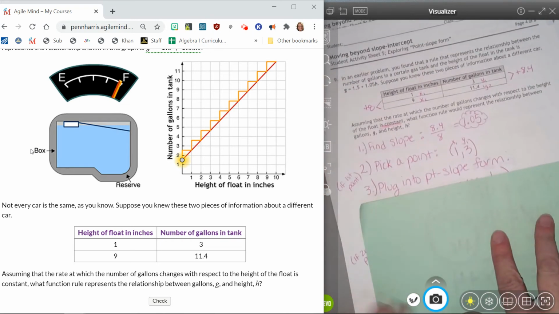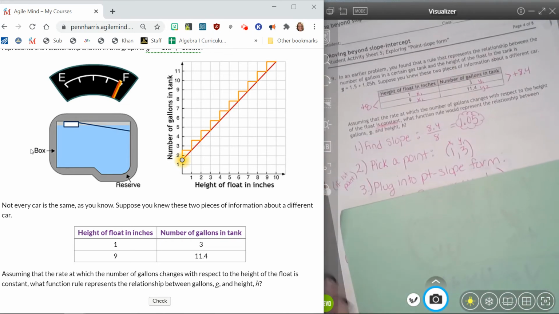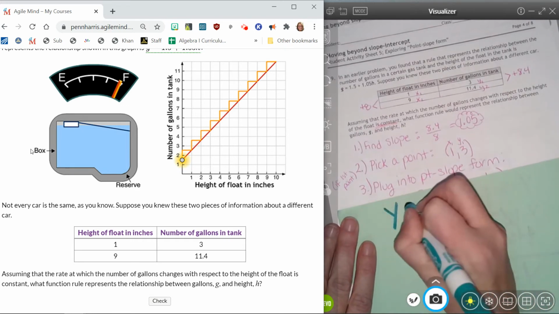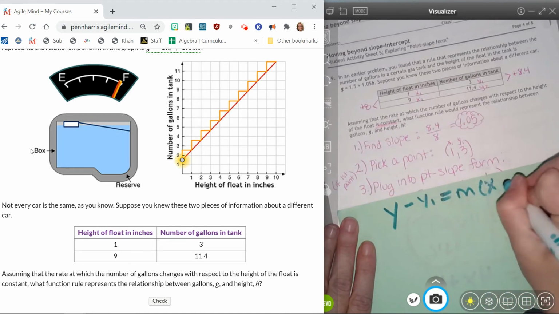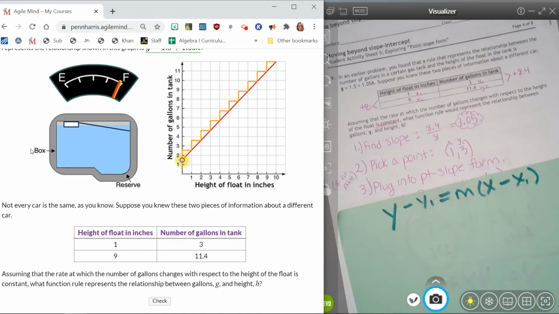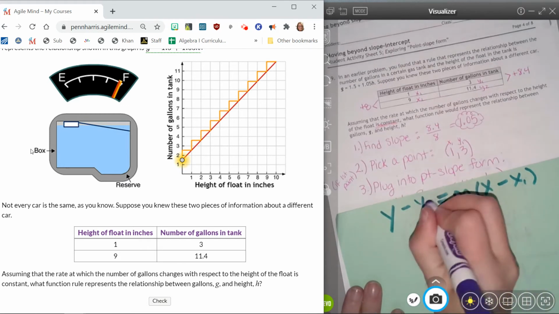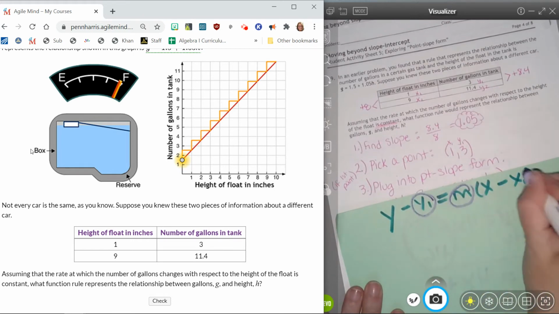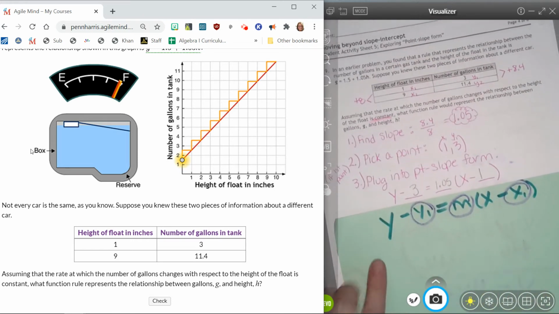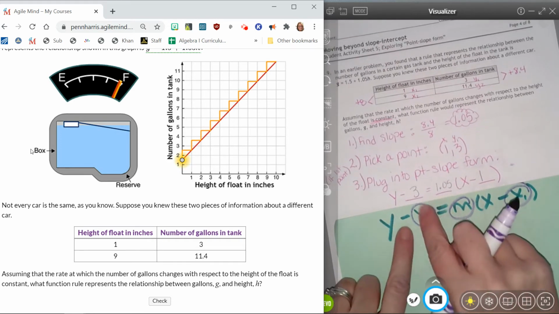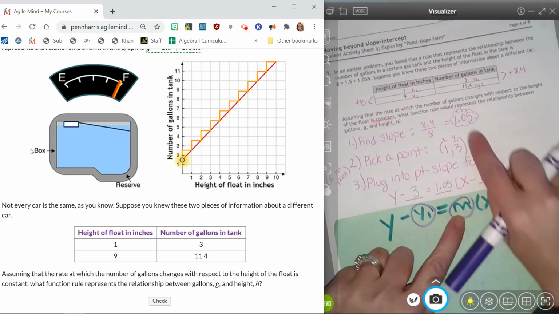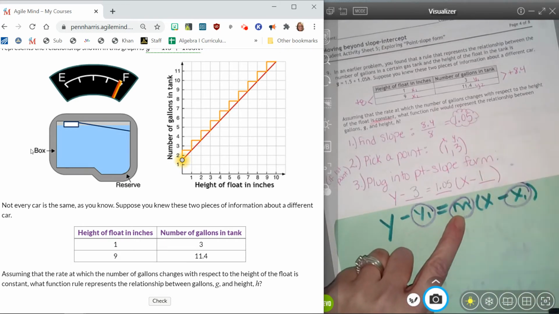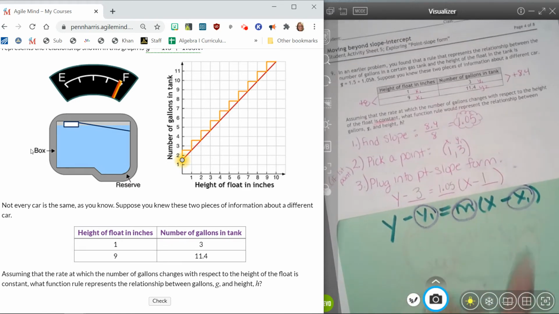And then the third thing we're going to do is plug it into the point-slope form. Now, as a reminder, our point-slope form is y minus the y value equals the slope times x minus the x value. So when I go to plug this in, we are going to replace this number, and this number. Okay, and that's what I get here. My y1 is replaced by the 3. My m is replaced by 1.05. That's our slope. And then the x is the x value. Okay?